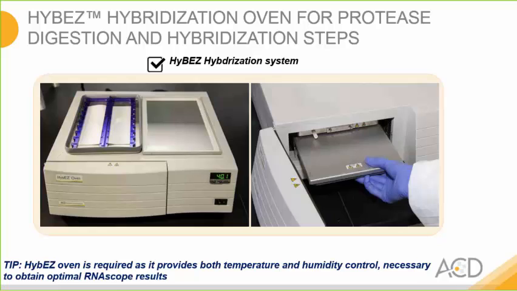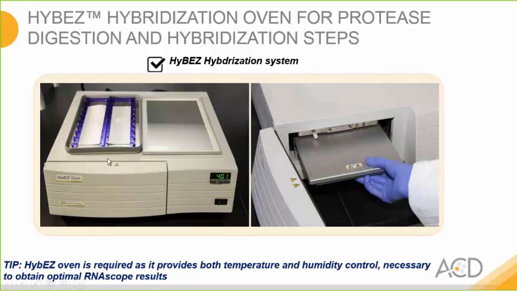Okay, so the HybEZ oven. So RNAscope assay contains many steps performed at 40 degrees, from the protease to probe to amplification. So the assay is highly sensitive to both temperature and humidity. So the oven is designed to maintain the precise temperature and humidity. So for consistent results, this is a must-have. So you can expect background or reduced signal or both if during any of the incubation steps the temperature is off or there's reagent volume loss.